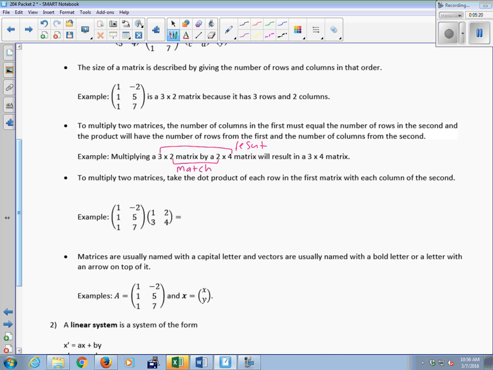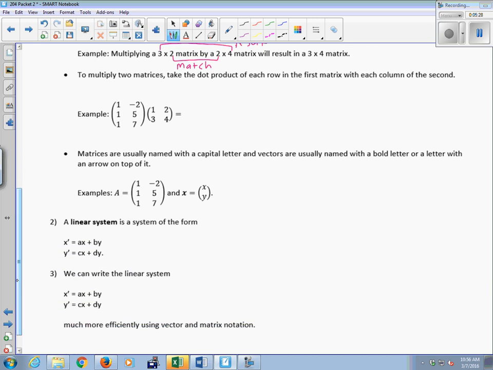So when you're multiplying two matrices, you take the dot product of each row in the first matrix with each column in the second. Okay. First of all, I like to write out what the dimension is going to look like before I start multiplying. By the way, your TI can do this, but in the event that some of these things are variables, you need to be able to do this by hand also.